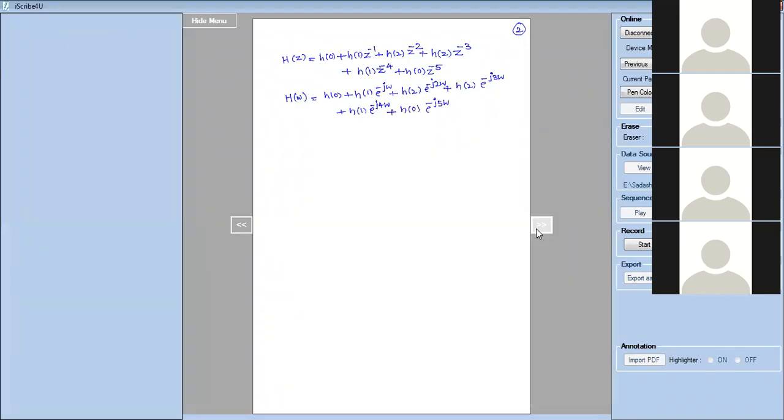Okay. Now what I will do, in this H of omega, if you consider the center, can you tell me the center value? Here the center value will be M minus 1 divided by 2. So it will be 6 minus 1, 5, divided by 2, which is 2.5. So I can take e to the power of minus j 2.5 omega as common.